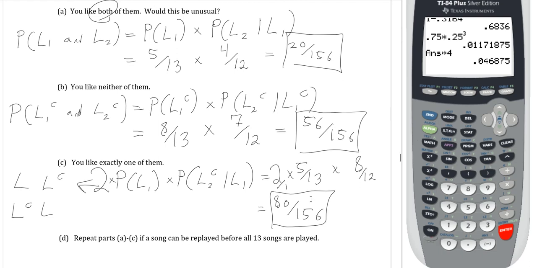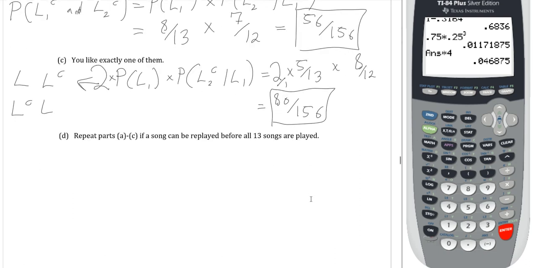As a funny note for that one, actually, if we consider the sample space of all possible things that can happen when you play 2 songs, you could either like both of them, you could dislike both of them, or like one of them. Those are the 4 things that could happen. Well, we already solved for liking both and disliking both. Therefore, if I want to solve for liking one of them, I could also do that using a complement.